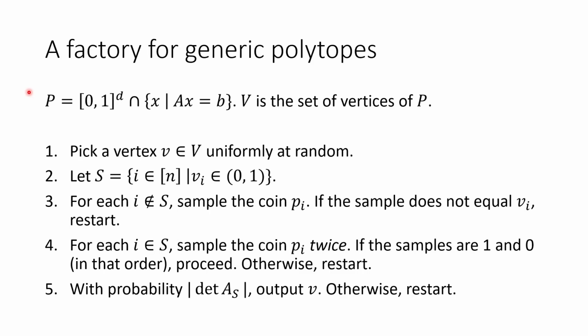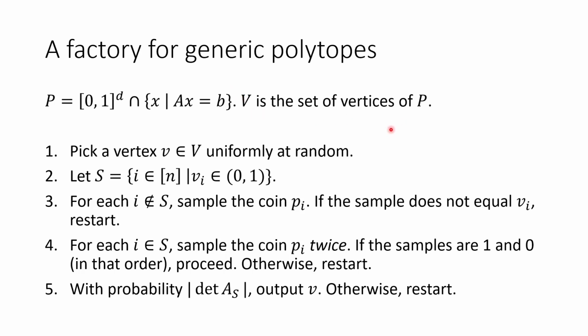So now that we've defined generic polytopes, I'll describe how to construct a combinatorial Bernoulli factory for generic polytopes. This is the complete construction. It's a simple construction, although it won't be immediately obvious why it works. But it's very simple to implement. So remember that we have our polytope P as the intersection of the hypercube with some affine subspace Ax equals b, and we'll let V denote the set of vertices of P.